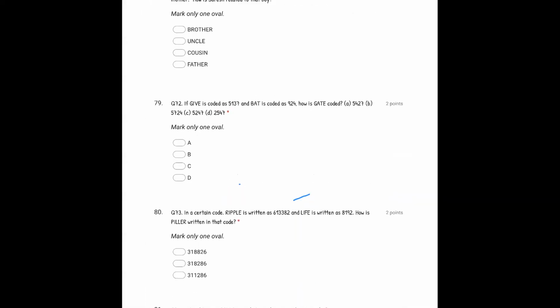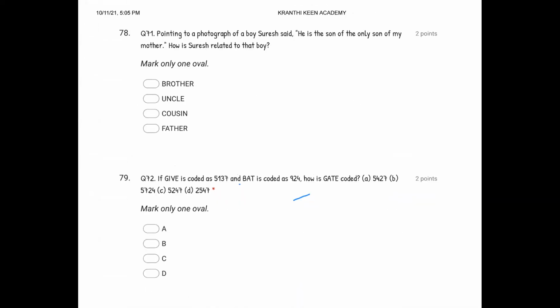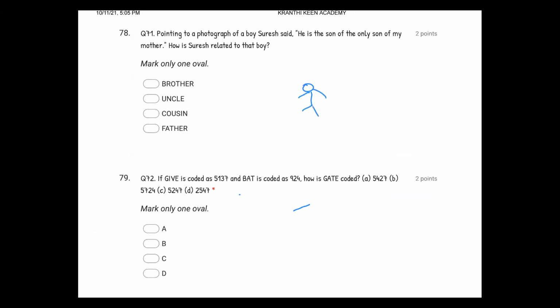Here, pointing at a photograph of a boy, Suresh said, he is the only son of my mother. Suresh said, this is the photograph he is pointing to. What is he saying? He is the only son of my mother. That means Suresh's mother's only son is Suresh only. Then this boy is Suresh's son. Suresh is related to that boy as father.